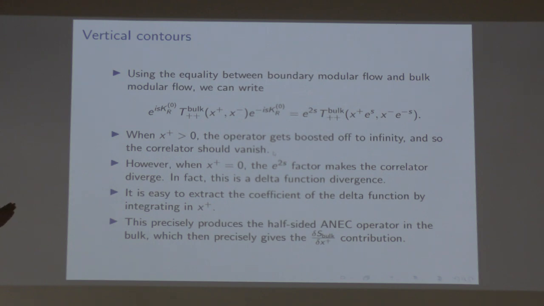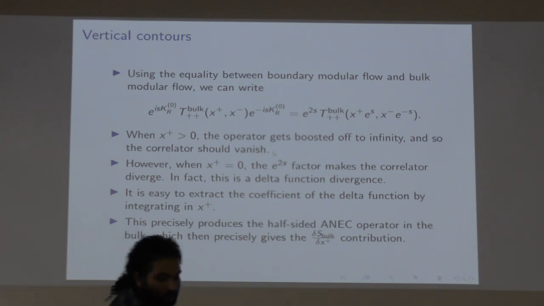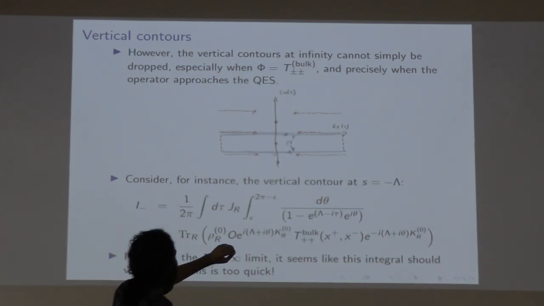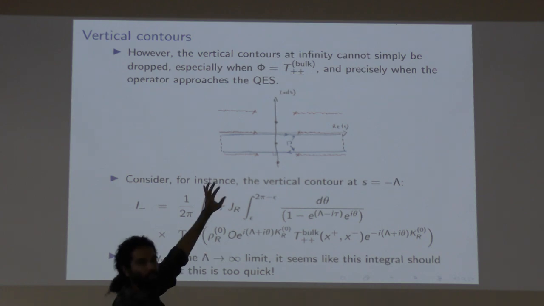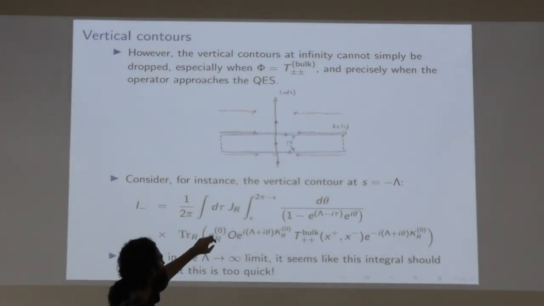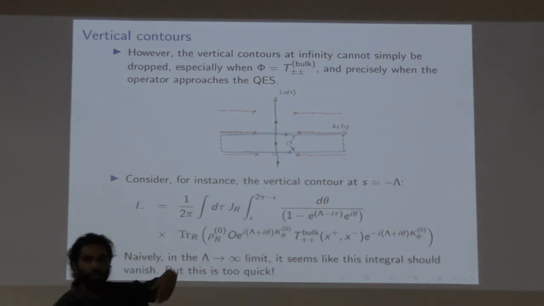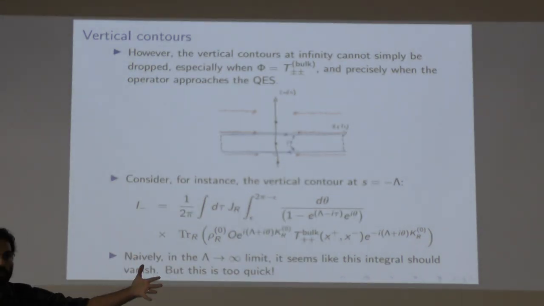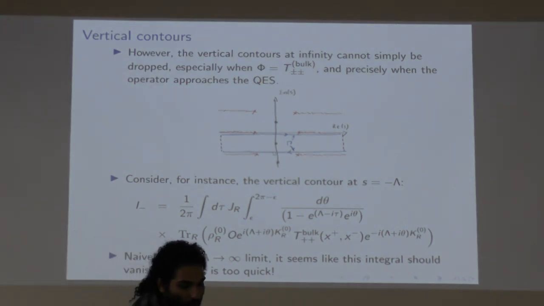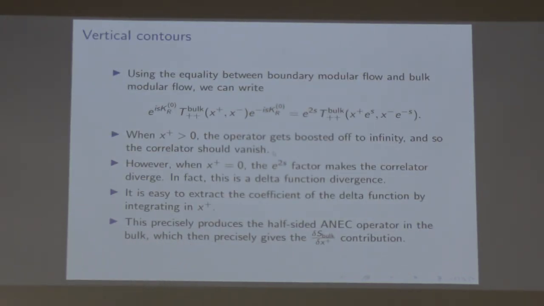Now, when x plus is greater than 0, of course this operator is getting boosted off, so this correlator dies. However, when x plus is 0, this is not true, because the e to the 2s that you got from the modular wave has an e to the lambda, e to the s in the denominator, so the thing is blowing up, as e to the s, or e to the lambda. So precisely at x plus equals 0, this correlator is actually divergent.